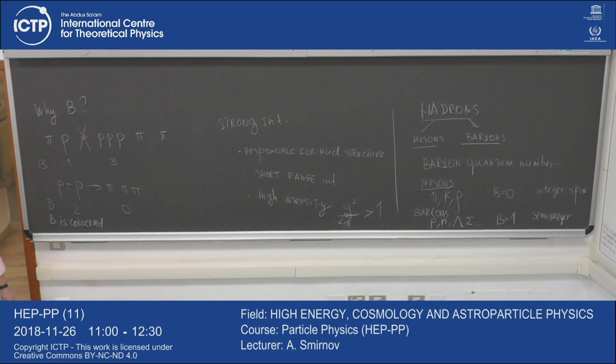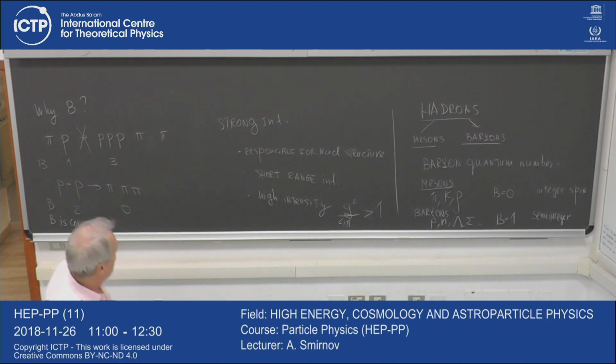And actually it is conserved in all known interactions. It is conserved in strong interactions, it is conserved in electromagnetic interactions, and also in the weak interactions. Still, searches for baryon number violation is one of the most important tasks these days. And extensions of the standard model, like grand unified theories, actually predict existence of baryon number violations.